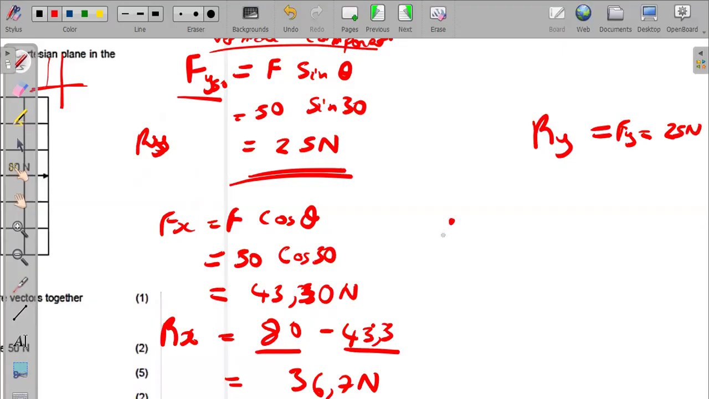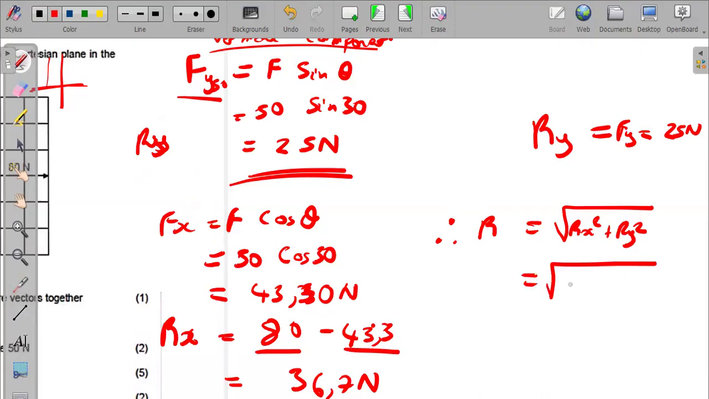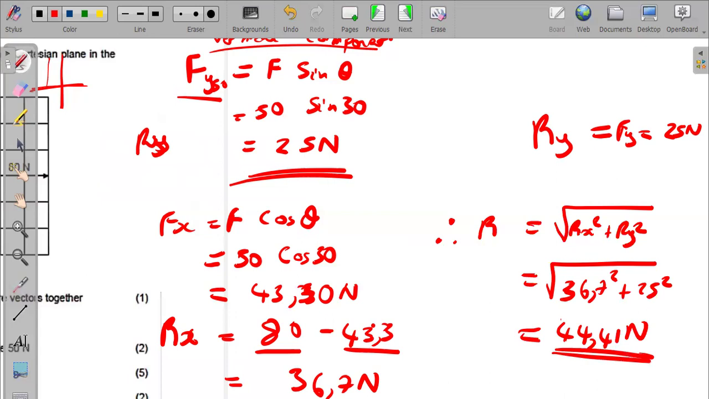So therefore, R is equal to the square root of Rx squared plus Ry squared, which is equal to the square root of 36.7 squared plus 25 squared, and that will give us 44.41 Newton to 2 decimal places. We've arrived, right?